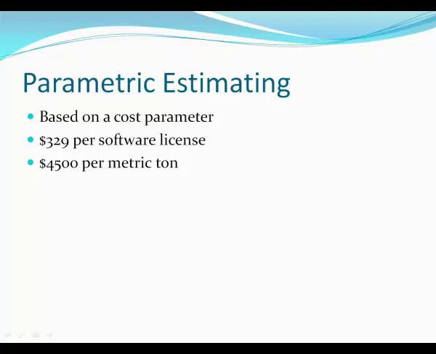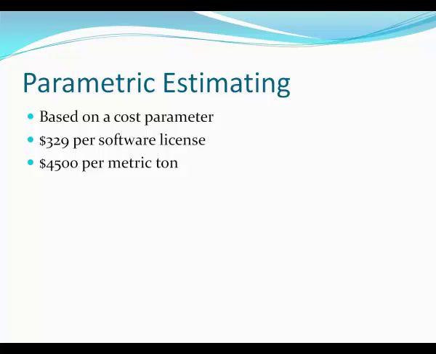Another approach that we use is parametric estimating. This means that we have a cost parameter. So for example, $329 per software license, or $4,500 per metric ton, or some other parameter that we use to predict the cost of the project.